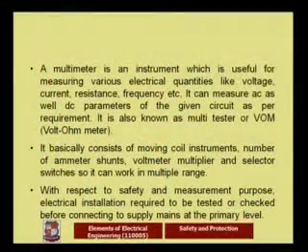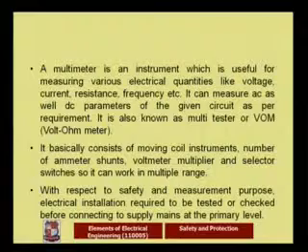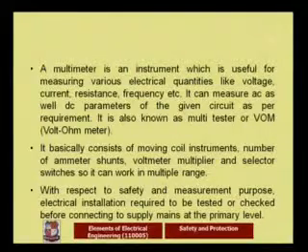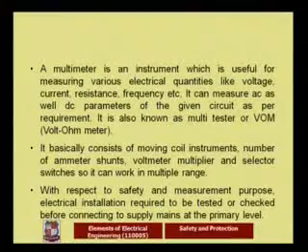Inside, lots of things are there. By means of those, what we have are basically the moving coil instruments. If it is the analog type, they have a number of shunts and a voltmeter multiplier. By means of the voltmeter multiplier, we are going to measure high ranges of voltages.